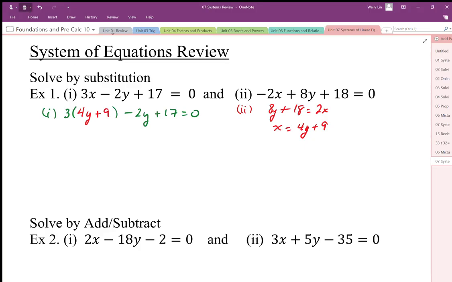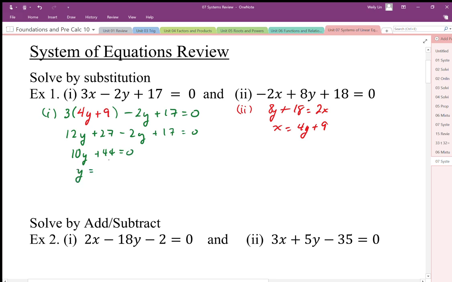Okay, I'm going to go ahead and solve for the y variable. So multiplying out these brackets, I end up combining my like terms. So I end up with 10y plus 44 equals 0. Solving for y, I get 10y equals negative 44. Dividing by 10, I get negative 4.4 for y. Plugging that back into here to solve for x.